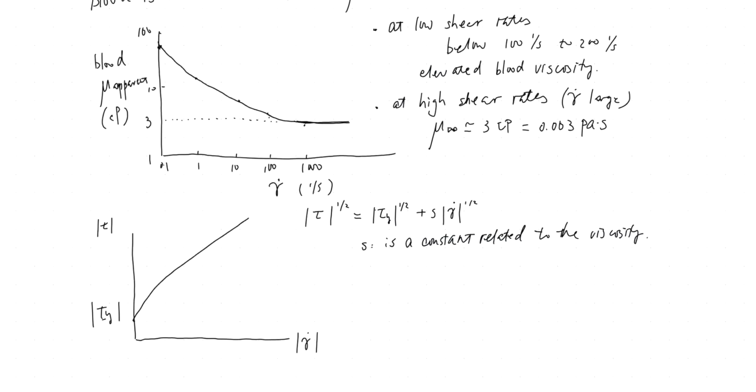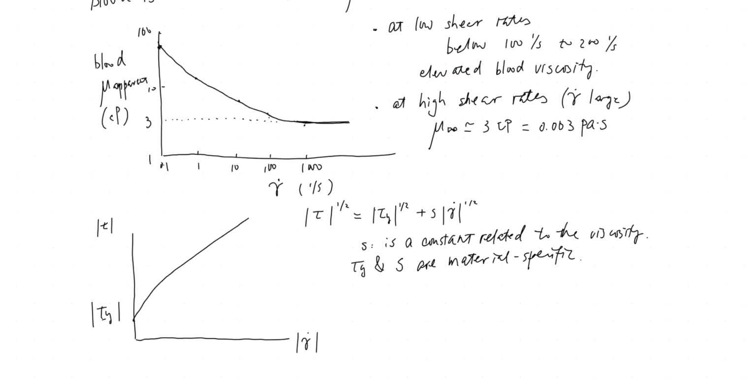And the tau y and the S are material specific. So different materials would have different constants tau y and S. When I say a constant, it means it's not a function of gamma dot. However, tau y and S are affected by other things, for example temperature or constitution or other things.